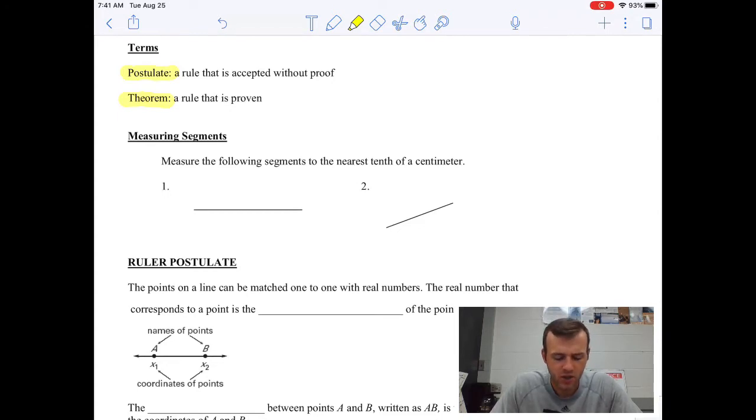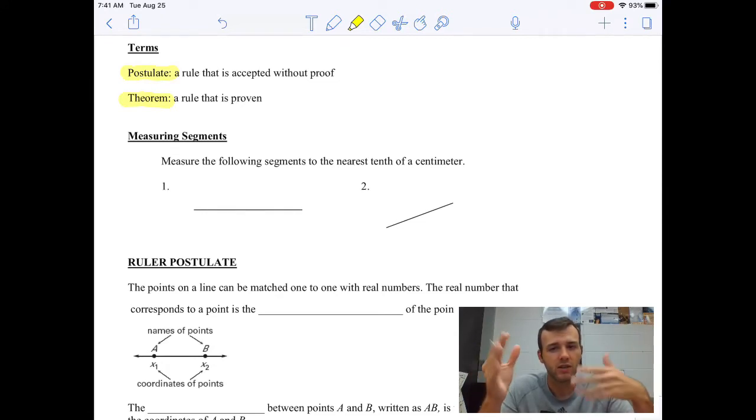So terms, postulate. A postulate is a rule that is accepted without proof. So we just accept it. It is an assumption that we say, yes, we're assuming this is true. A theorem is very different. A theorem is a rule that is proven. So we're able actually to take the things we know about geometry and say for certain this is true. We will see more examples of this, and we're going to be proving theorems ourselves later this year, and we're going to be introduced to postulates today as well.